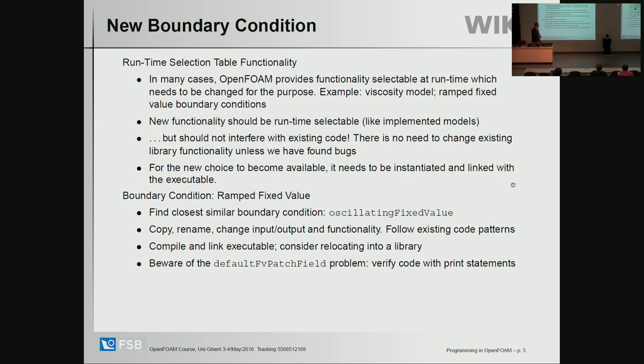I already told you that there are ways of including little bits of code into the main executable using the functions entry in the control dictionary, which will give you access to the basic things in the code so that you can do some post-processing or similar level applications. Okay? Just to conclude, the build system that we use is called WMake. And it is controlled by two files.